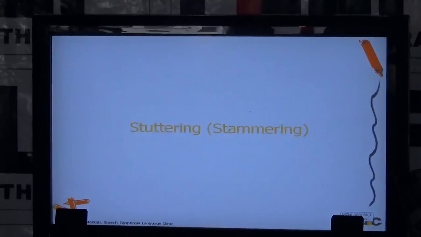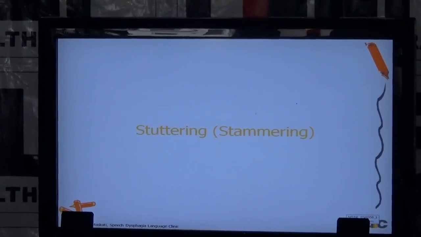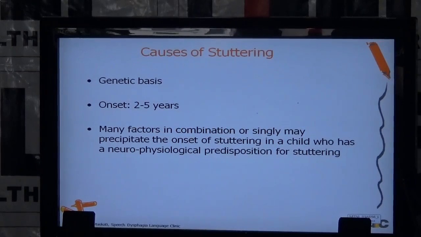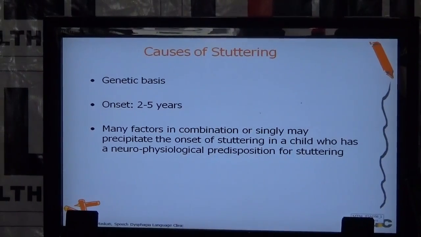The next disorder is stuttering or stammering. So the exact cause of stuttering is not yet known. They do say it has a genetic basis. It's usually seen between 2 to 5 years of age. That's when it develops.